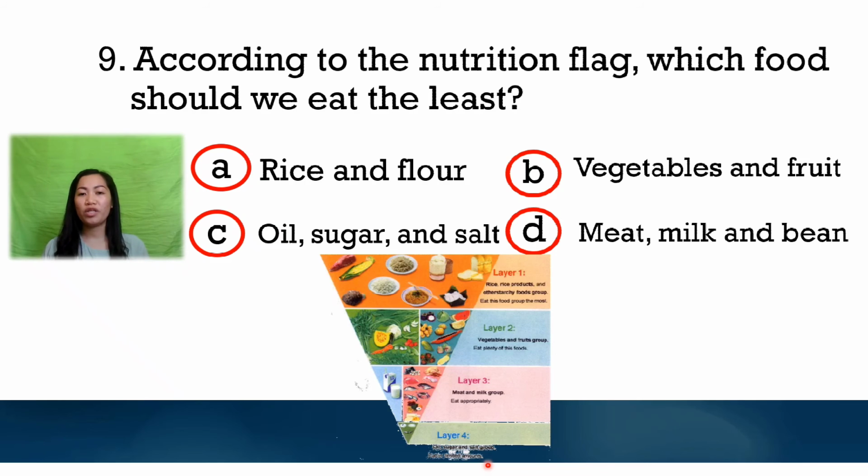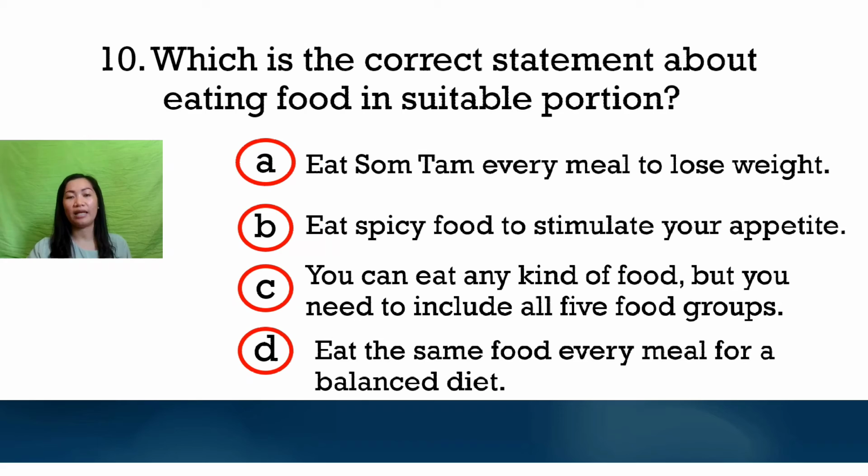Okay. Which of the following should we eat the least? Little, only a little amount. Is it letter A, letter B, letter C, or letter D? You can now write your answer on your notebook. And then let's move on to the next number, which is number 10.